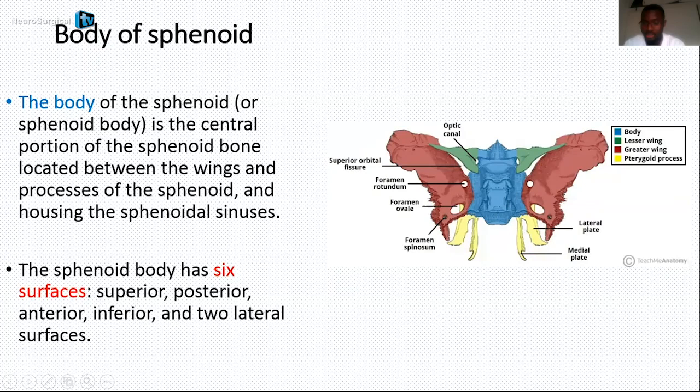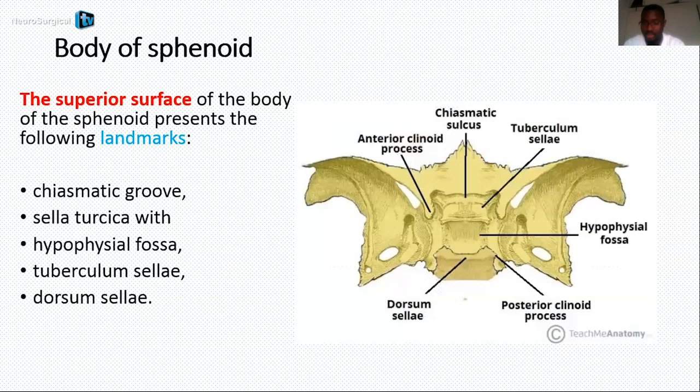The superior surface of the body of the sphenoid presents the following landmarks. You have to know about this anatomy. These are the landmarks of the body of the sphenoid: the chiasmatic groove, the sella turcica, which I will come back to in more detail in a few moments, the hypophyseal fossa, the tuberculum sellae, and the dorsum sellae.